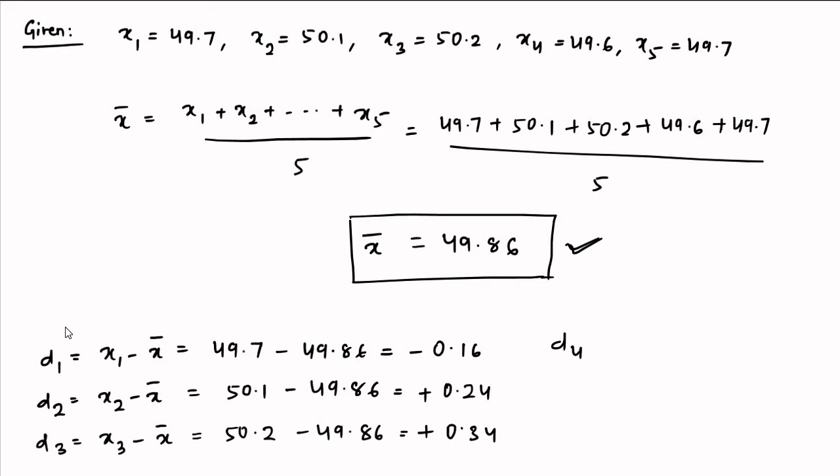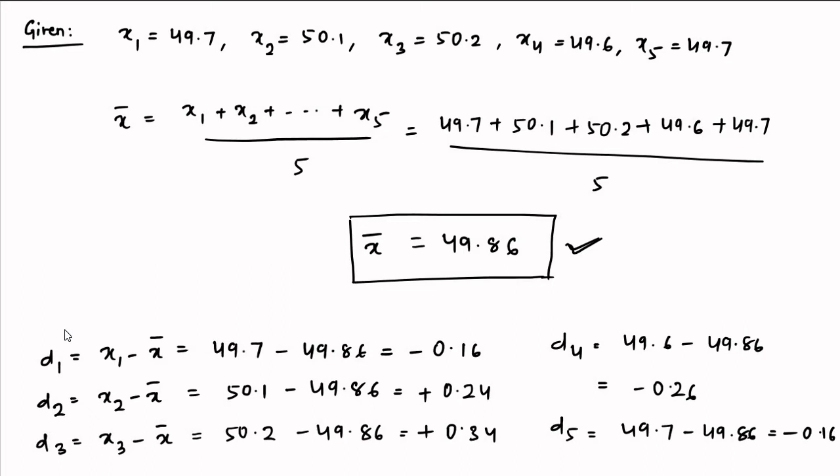Similarly, d4 will be 49.6 minus 49.86, which is equal to minus 0.26. And the fifth deviation is 49.7 minus 49.86, which is equal to minus 0.16. These are the individual deviations for the individual readings.